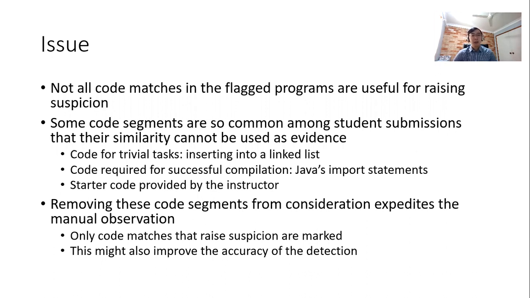For example, code for trivial tasks like inserting into a linked list, code required for successful compilation like Java import statements, or starter code provided by the instructor. Removing these code segments from consideration expedites the manual observation, because only code matches that raise suspicion are marked, and this might also improve the accuracy of the detection.